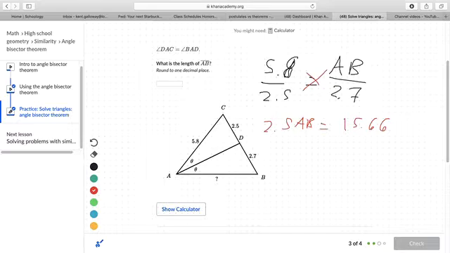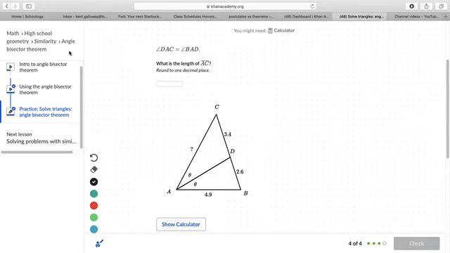So we're going to do 15.66 divided by 2.5, right? Just in case you forgot, it's like that. And we have AB equals 6.264. We got to round to 1 decimal place, so it's going to be 6.3. Again, don't round this 15.66 until the end. Okay, you don't want to round until the end.